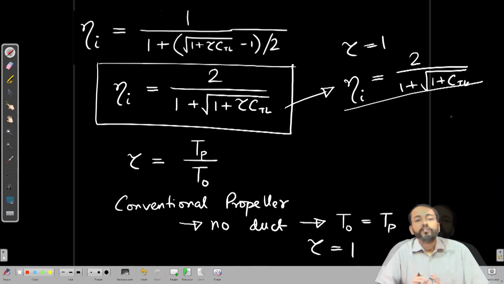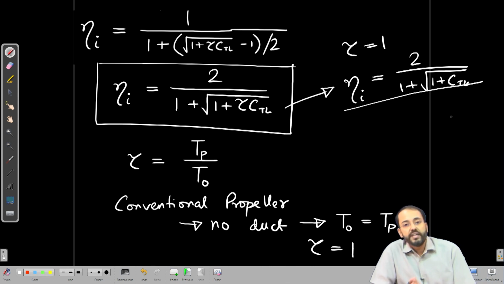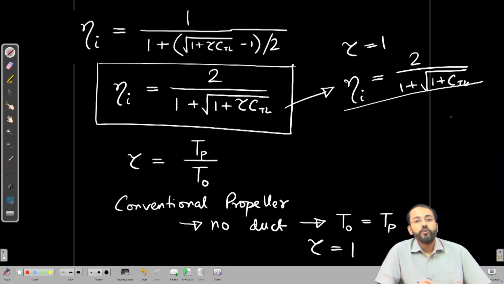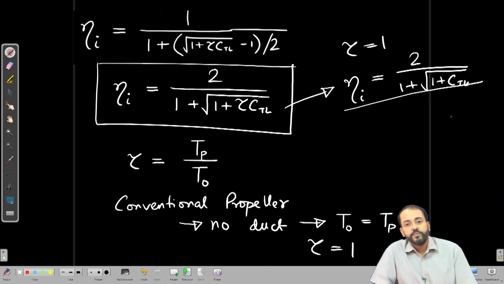Okay. So, this expression of ideal efficiency for a ducted propeller gives the relation between the thrust ratio of the propeller to the total thrust tau to the ideal efficiency of the ducted propeller system using momentum theory.